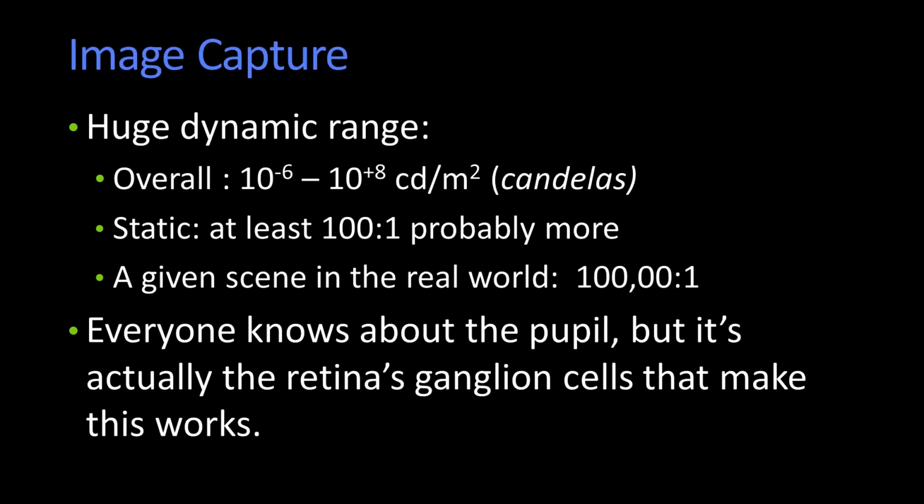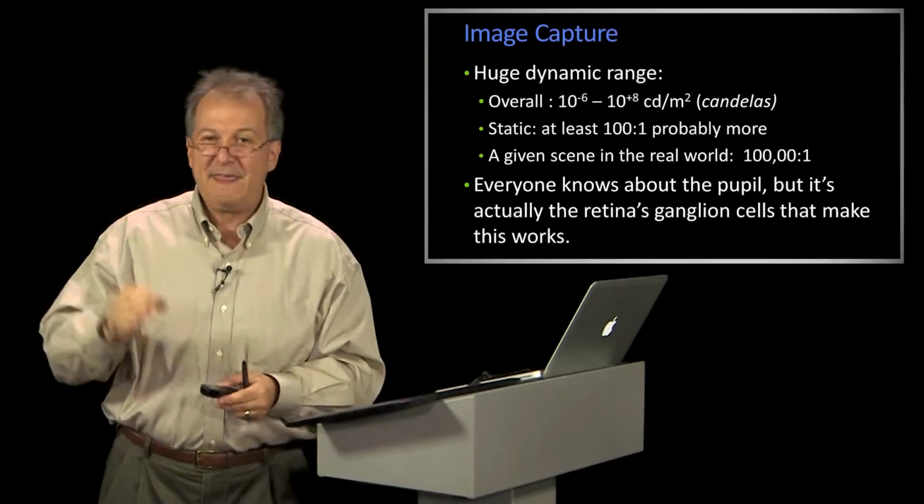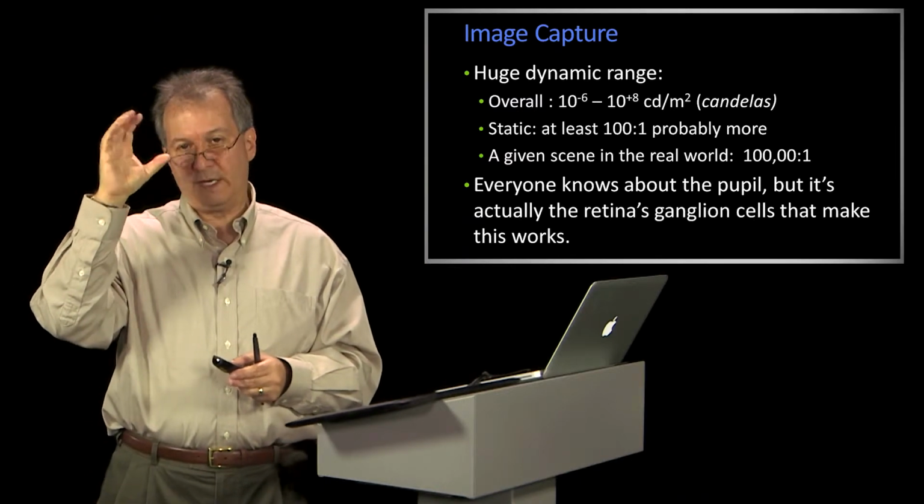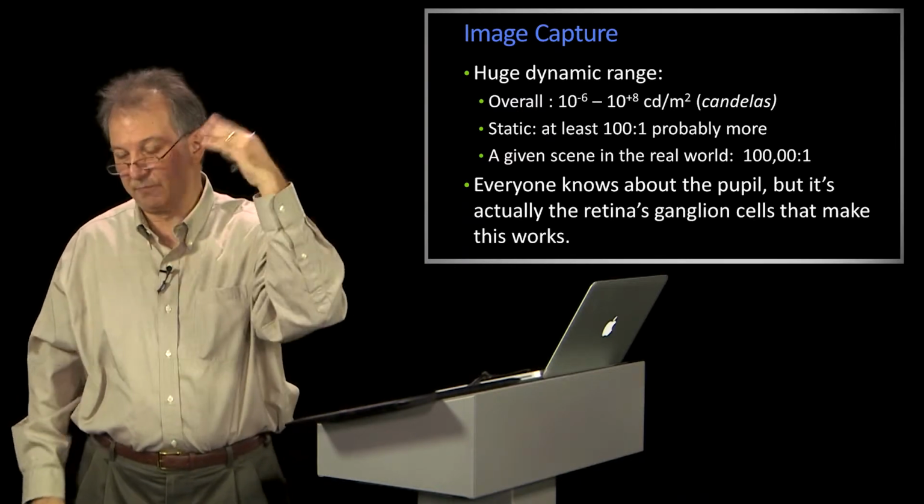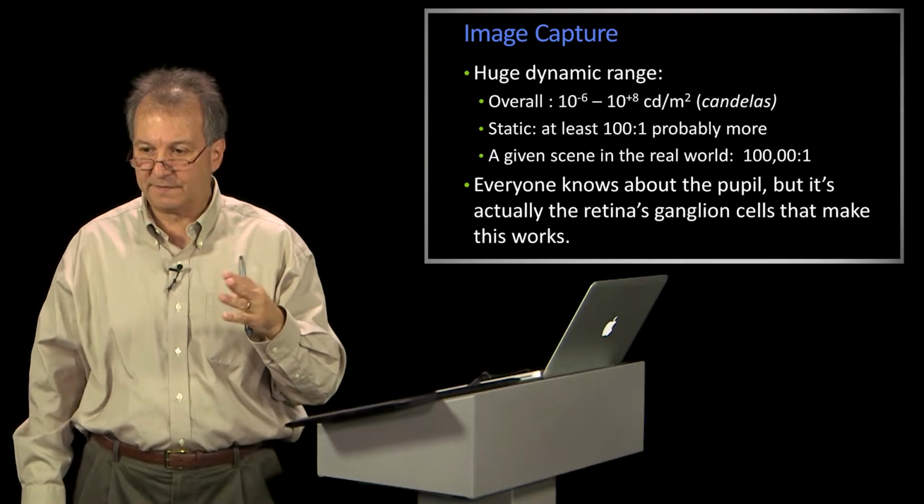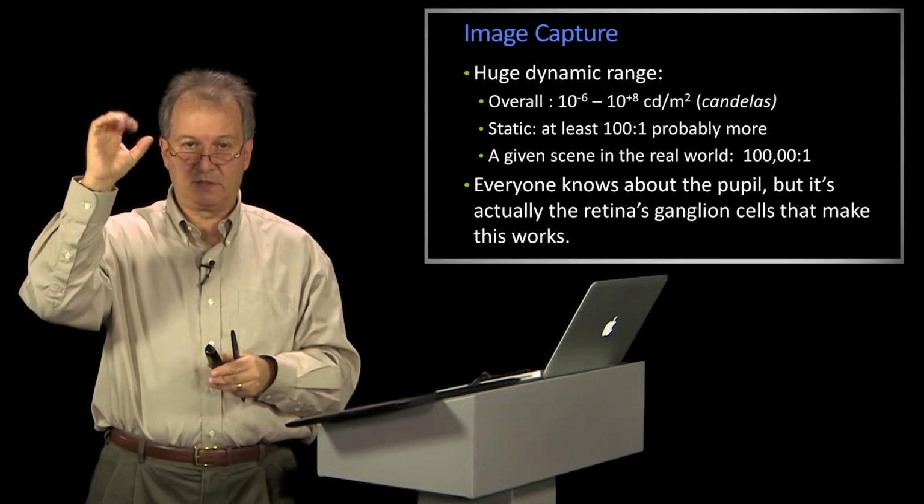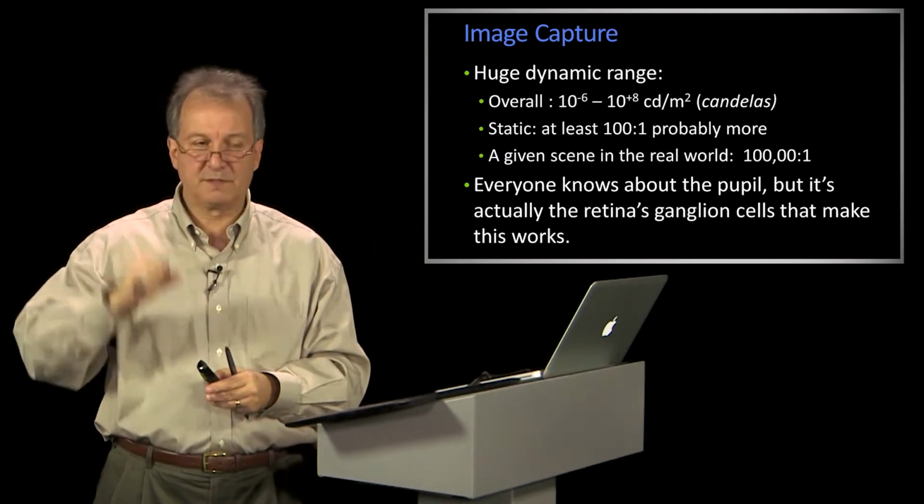Now the thing is, everybody knows about your pupil, right? When it's bright out, the pupil closes down. When it's dark, the pupil opens up. That's a very small range of variation. A colleague of mine, the professor, actually used to say that it was on the order of 10 to 100 variation in terms of the size. He actually said 10, but I think it's a little smaller than that.